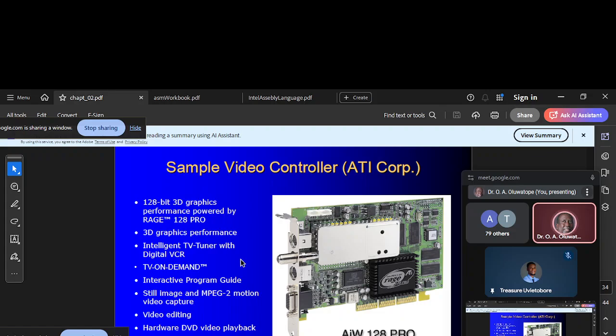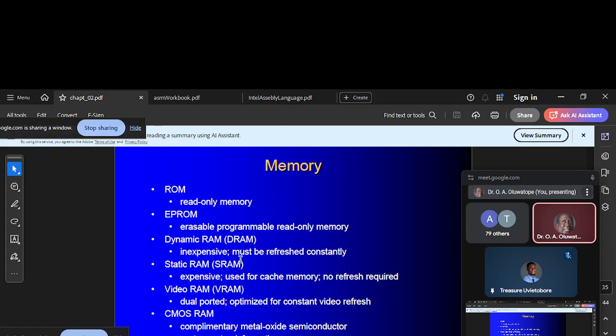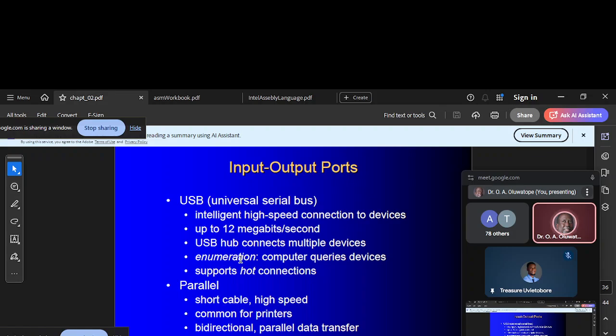So these are typical video controllers for gaming or higher resolution video, maybe for video editing or for gaming. And then memory, different kinds of memory: ROM, EEPROM, dynamic memory, static memory, video RAM, CMOS. For the input output, USB, universal serial bus, quite intelligent, high speed, maximum speed 12 megabit per second, quite versatile.